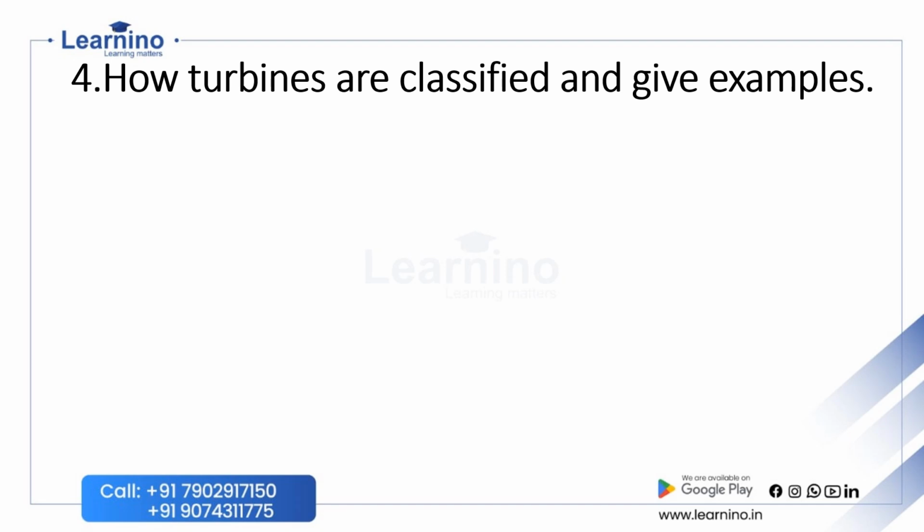How are turbines classified and give examples. Okay, this is our fourth question, and it is for 3 marks. So hydraulic turbines are mainly classified according to what? The type of energy available at the inlet, the direction of flow through the vanes, the head at the inlet of the turbine, and the specific speed of the turbine. Okay, these are the 4 main agendas for classification.